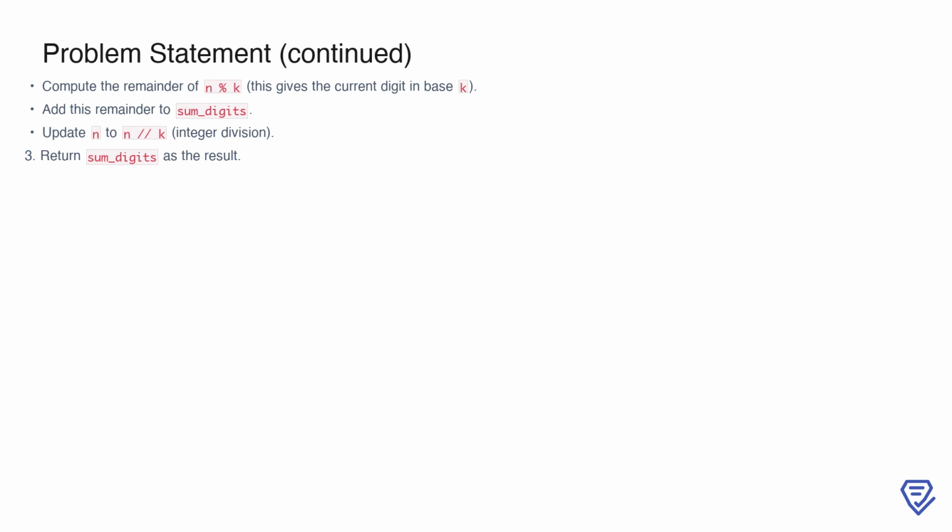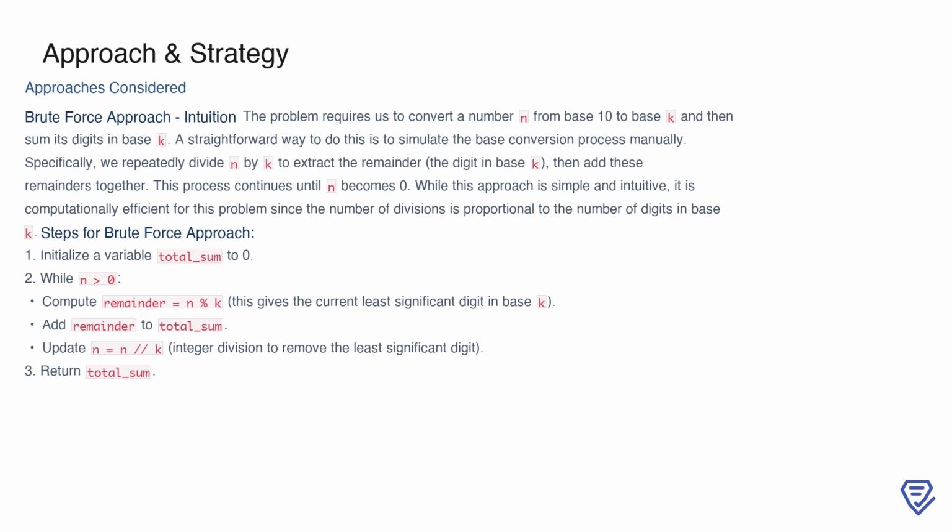Once n becomes 0, the sum of the digits is stored in sum_digits, and this is our final result. This algorithm is efficient and works well within the constraints of the problem. To solve this problem, we need to convert a number n from base 10 to base k and then calculate the sum of its digits in base k.